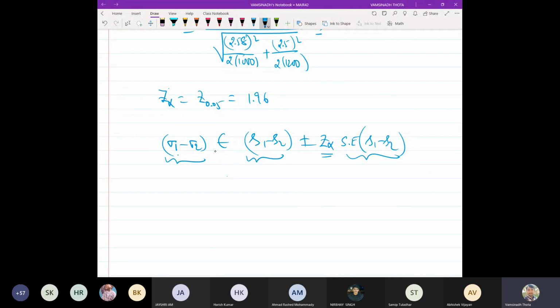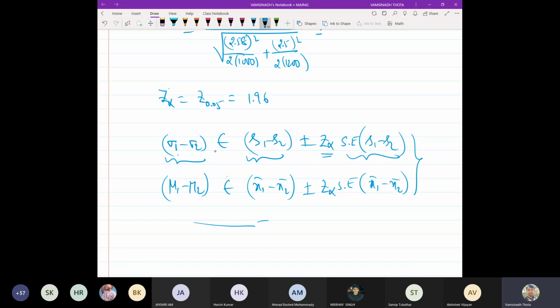Similarly, for the difference between mu1 and mu2, the population means, you can also give the limits. That is x1 bar minus x2 bar plus or minus Z alpha times the standard error of x1 bar minus x2 bar. So that's all on the large sample theory.